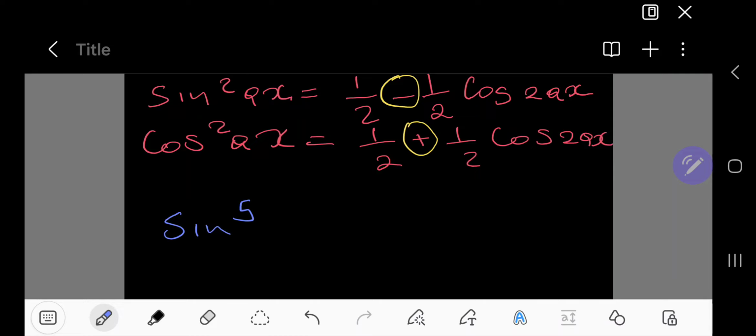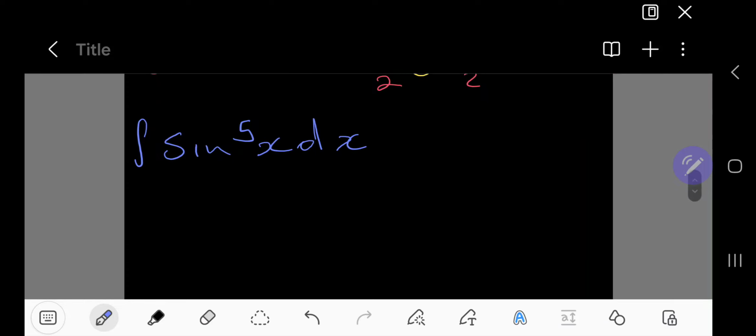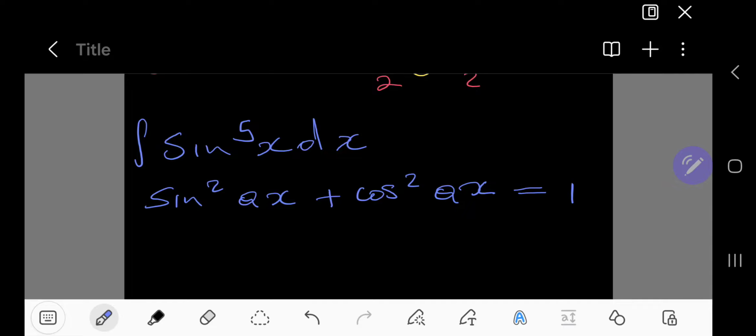Well, this also goes further to odd exponents, like if we are given sine raised to 5. Now this is odd, so whenever we are given this to integrate, we want to remember this identity: sine squared ax plus cos squared ax is equal to 1. So what we do is we split, then we apply this identity.